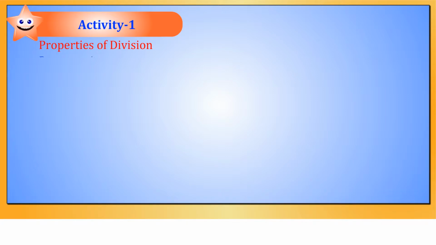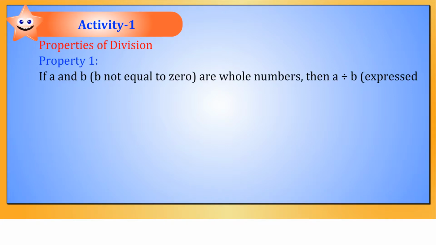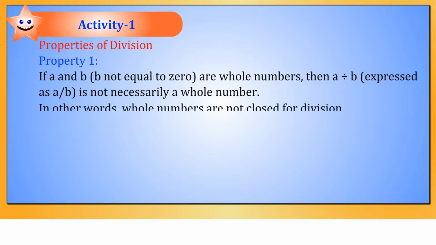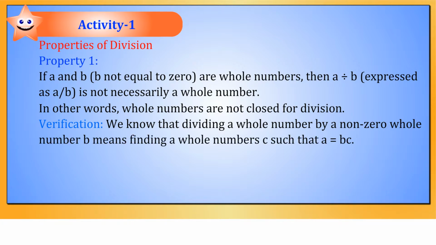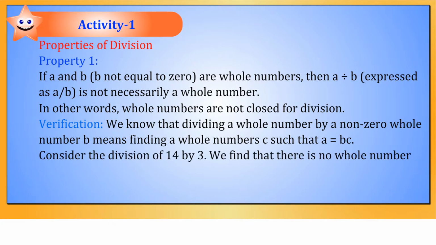Verification. We know that dividing a whole number A by a non-zero whole number B means finding a whole number C such that A equals BC. Consider the division of 14 by 3. We find that there is no whole number which when multiplied by 3 gives us 14. So 14 divided by 3 is not a whole number. Similarly, 12 divided by 5, 9 divided by 4, 37 divided by 6, etc. are not whole numbers.